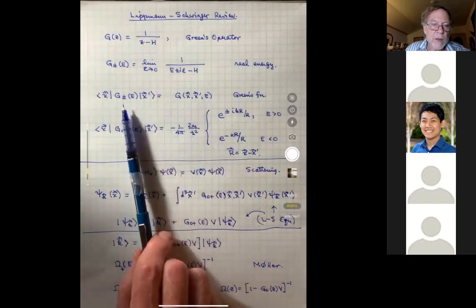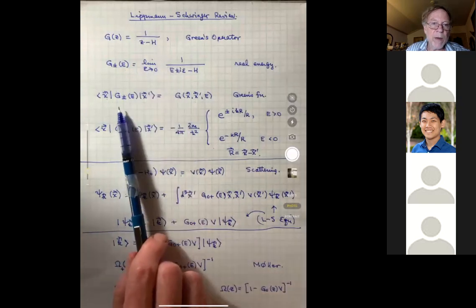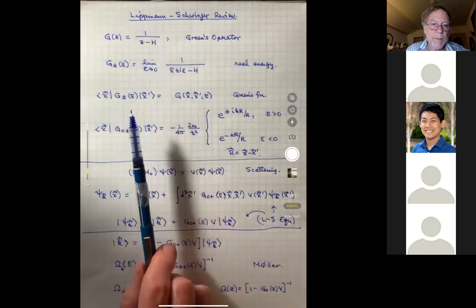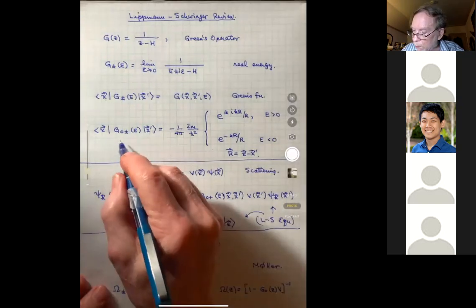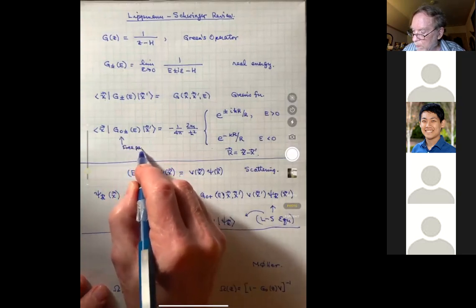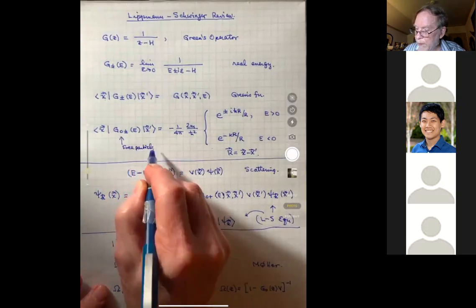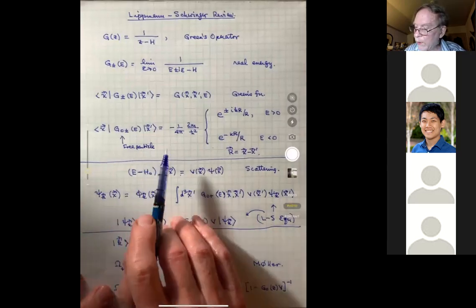We worked out, so this G plus or minus applies to any Hamiltonian H. But if it's the free particle Hamiltonian, we'll put a 0 subscript on it. That 0 means free particle. And without the 0 subscript, it means the full Hamiltonian. Usually in a scattering problem, it'll be the full Hamiltonian. And we worked out what that is.